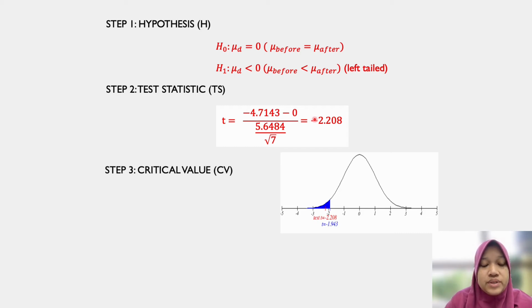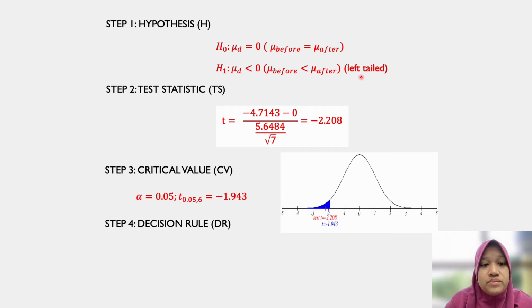Okay, step number 3, find the critical value. Since alpha here is 0.05, you don't have to divide the value of alpha by 2, because we are focusing on a left tail test. So just refer to your statistical table and find the value of t 0.05 with degrees of freedom 6. Why 6? Because 7 minus 1. So we get the value of 1.943. But you have to put the negative value here because we are using a left tail test.